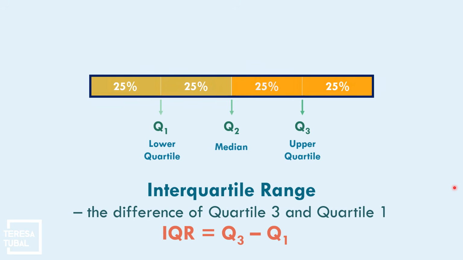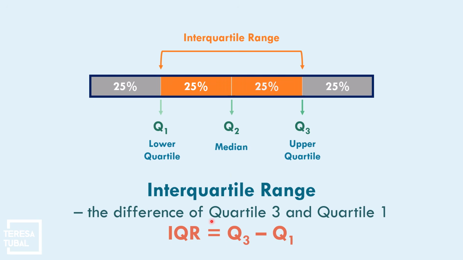What could be the formula to identify the interquartile range? That is the difference of quartile 3 and quartile 1. So the formula is Q sub 3 minus Q sub 1.